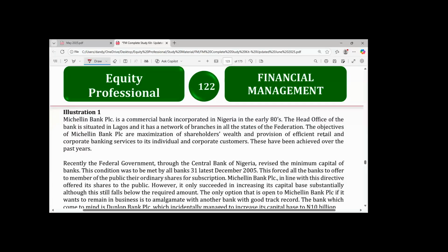Some of them have met the requirements. I believe others will also meet up before the deadline expires on the 31st of March 2026. But that notwithstanding, you never can tell, an examiner can ask you to talk about it, to give us the recapitalization threshold for Nigerian banks as it's currently applicable.